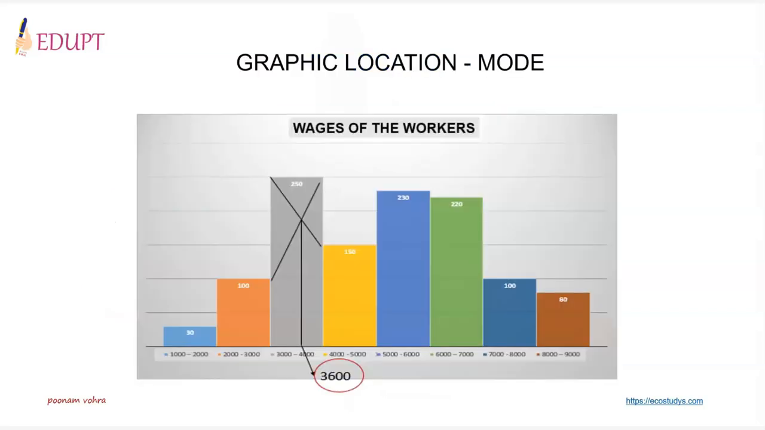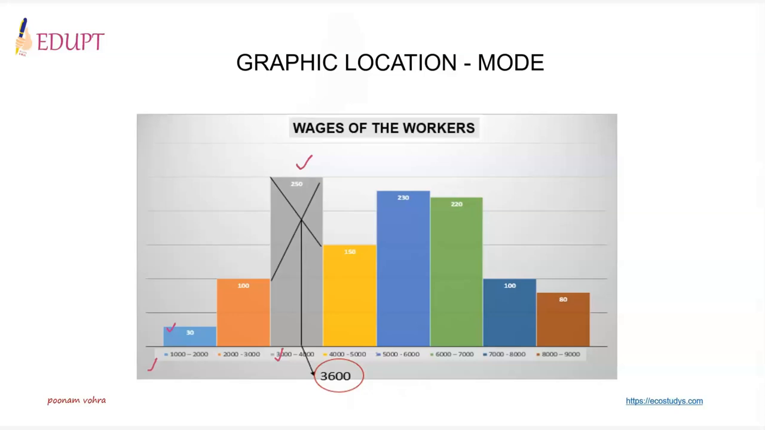One can also locate mode graphically, and for that one needs to make a histogram. Class intervals are given, frequency one needs to plot as rectangles, and by joining these rectangles one gets a histogram. And modal class is identified from the highest rectangle, which is in this case the frequency of this rectangle is 250 for class interval 3000 to 4000.